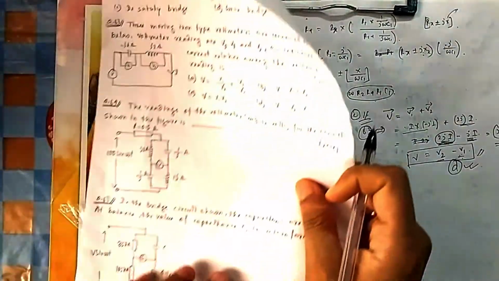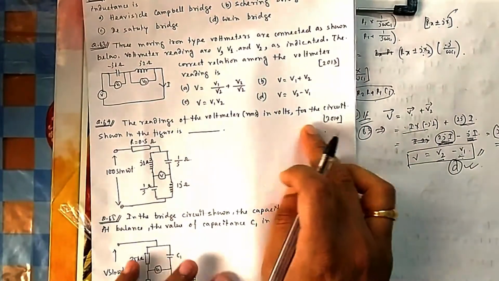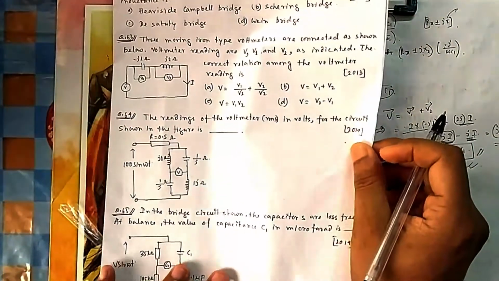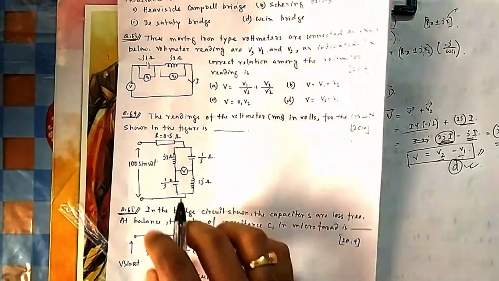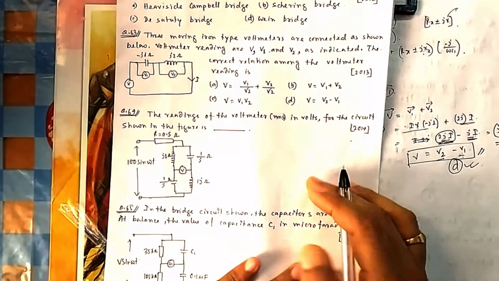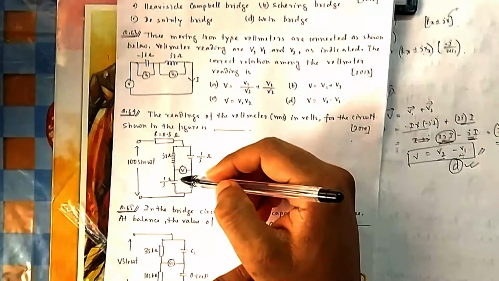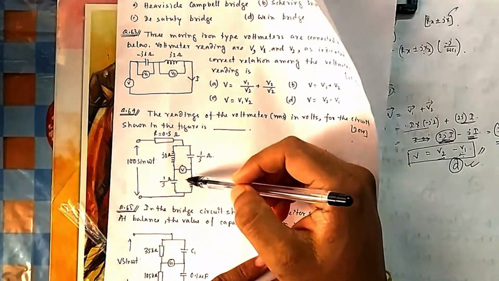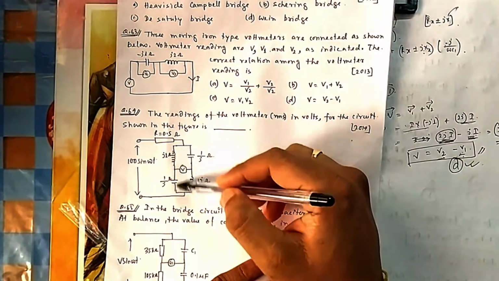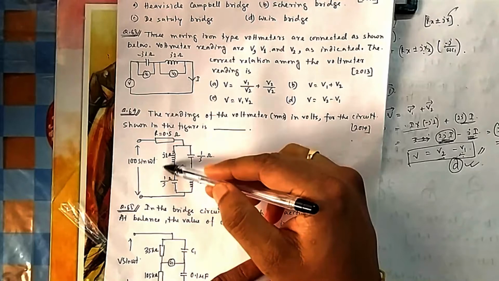Now if you come to 64, the reading of the voltmeter RMS value, in volts, for the circuit shown in the figure. So if you see this circuit, this voltmeter. So first you calculate what will be your current. For calculating this, because this is a parallel branch, this branch and this branch are parallel. What is the total impedance in this branch?